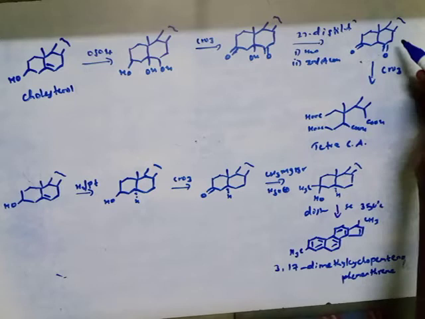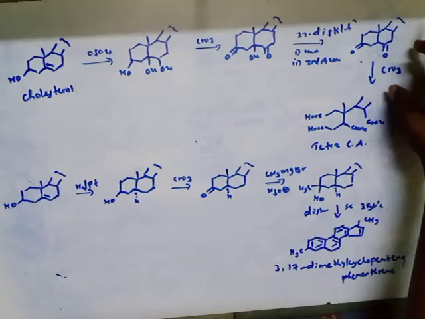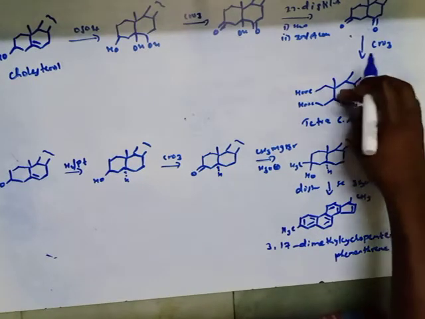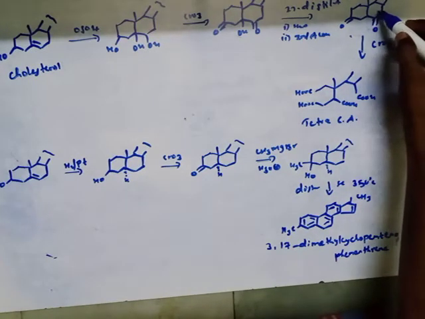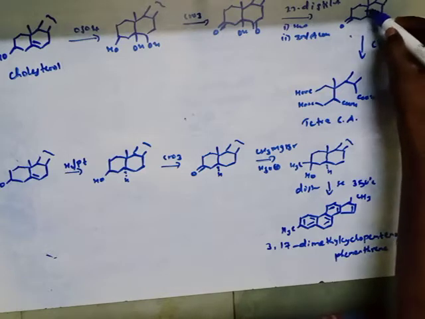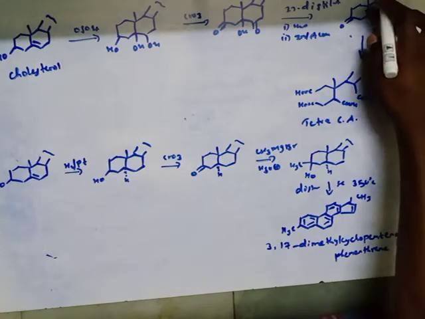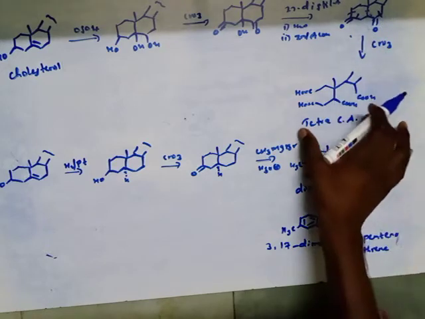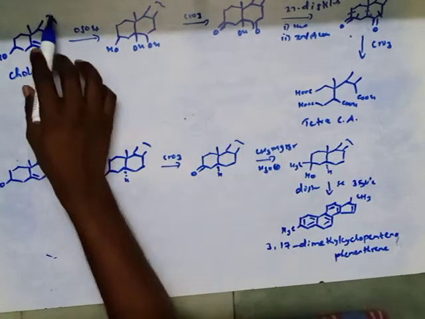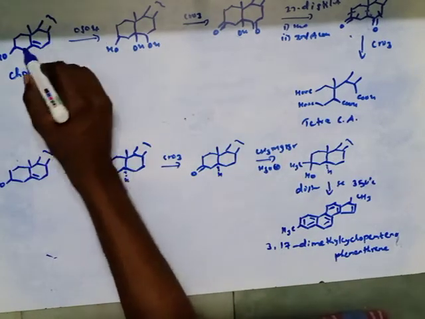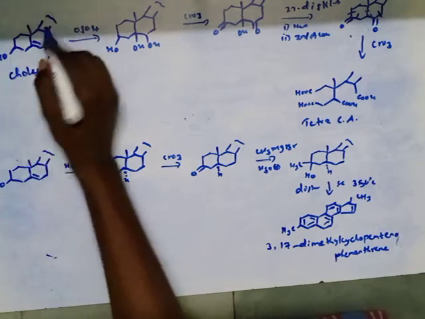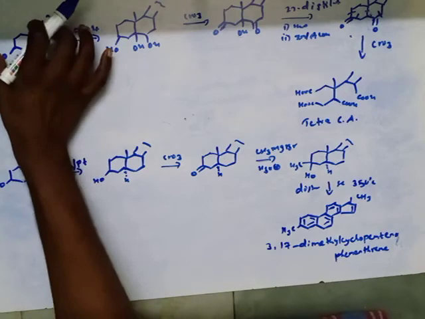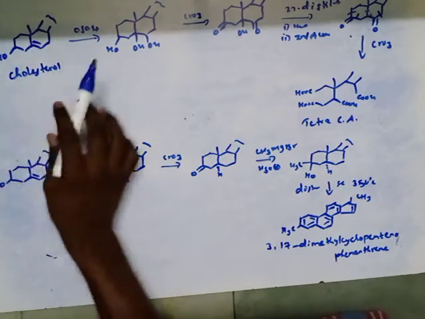Next, this will react with chromium trioxide, and the bond will be cleaved and it will be converted into a tetracarboxylic acid. Instead of writing this total structure of cholesterol, I will write just this form of cholesterol. Here this is the total ring structure, but I will write only this structure.